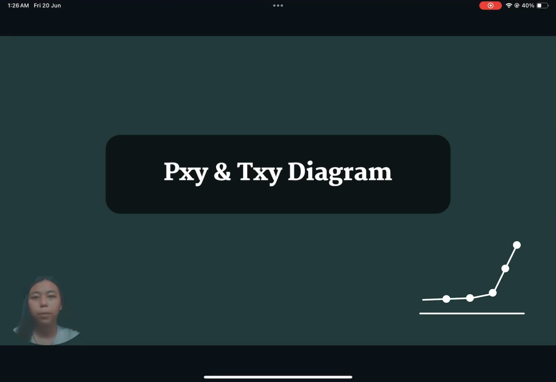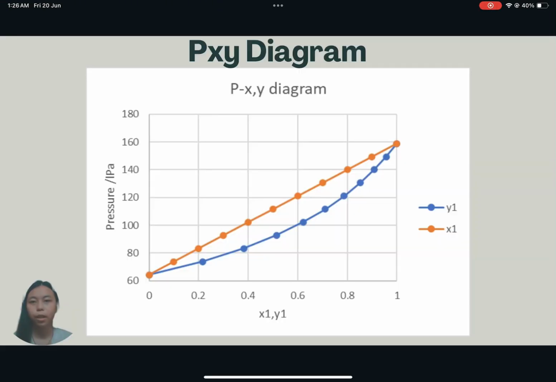Now, let's look at the PXY and TXY diagrams for the toluene-benzene mixture. These diagrams are very useful to understand how the two components behave during separation. First, the PXY diagram shows the relationship between pressure and composition at a constant temperature. The temperature is fixed at 95.35 degrees Celsius. At this point, partial vaporization occurs. Some liquid turns into vapor, which is key in flash distillation. In this graph, there are two curves, one for the bubble point and one for the dew point. The area between these two lines represents a mixture of liquid and vapor.